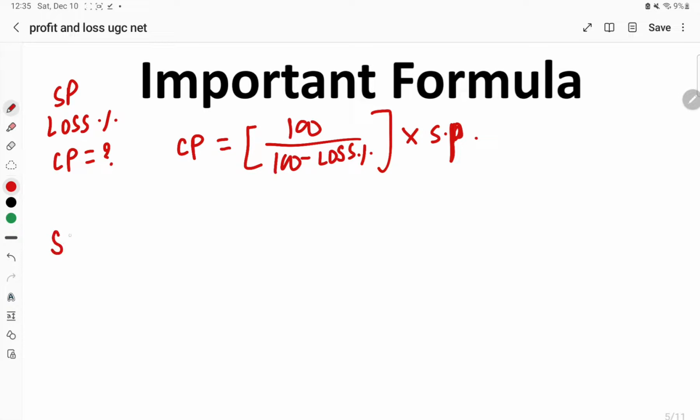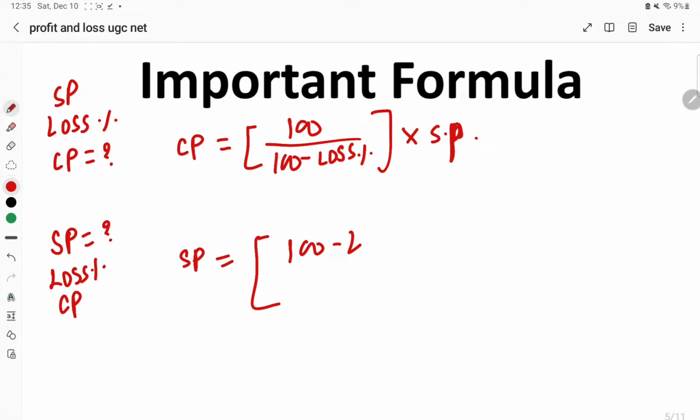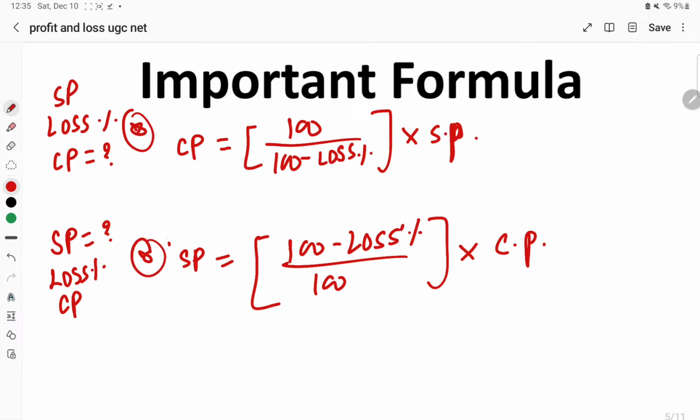Same formula to calculate the selling price whenever loss percentage and cost price are given in the question. For that, selling price is equal to (100 minus loss percentage) upon 100, into cost price, that is CP, is the answer to the question. These are the two formulas that you have to keep in mind regarding calculation of the selling price or cost price if loss percentage is given, or if profit percentage is given, or the selling price or the cost price is given in the question. This is how we calculate.